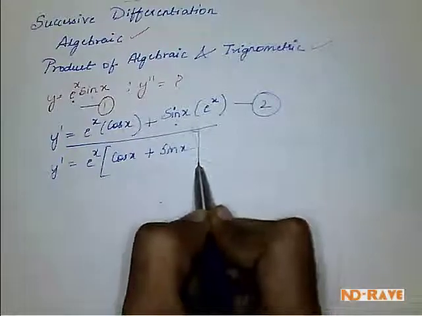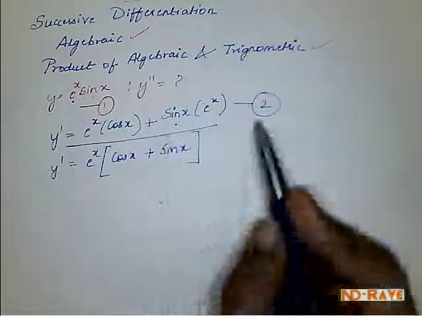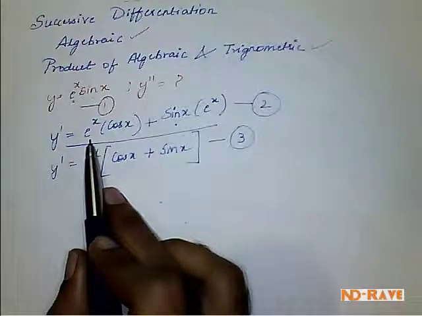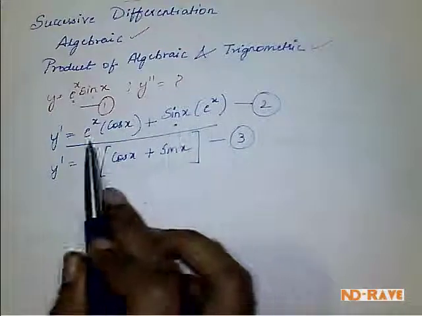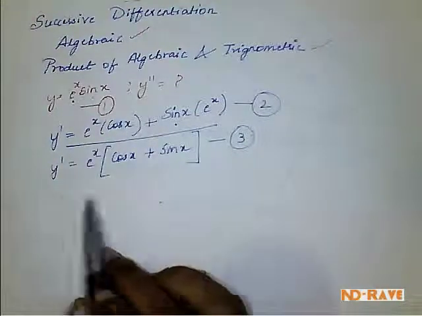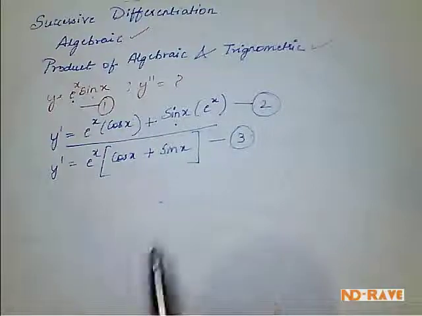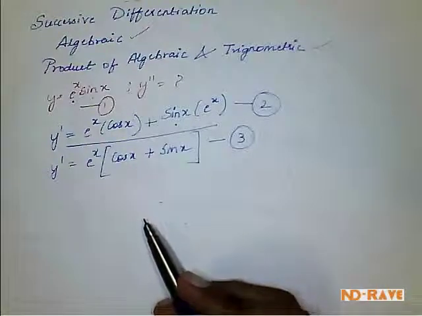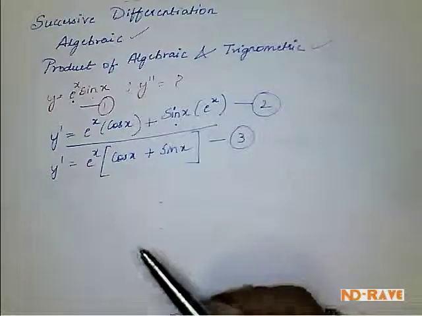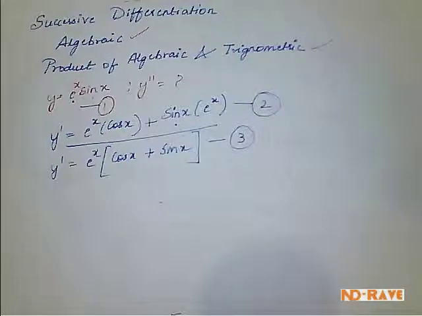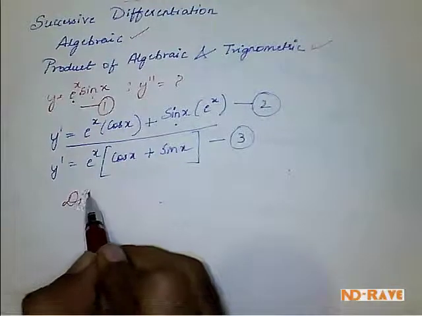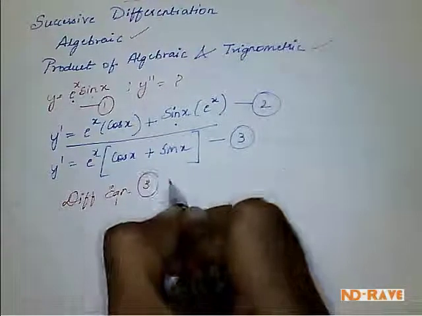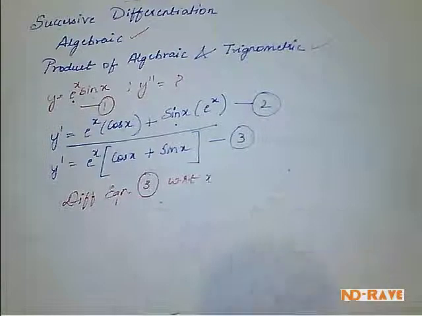Now here you can see that in equation 2, if you differentiate once again, you have to apply the product rule twice, right? But in this case, the product rule has to be applied only once. So it is simpler and takes fewer steps to solve the problem. So let me differentiate equation 3. Differentiating equation 3 with respect to x gives you what?